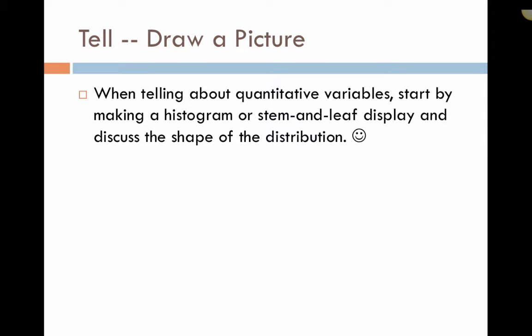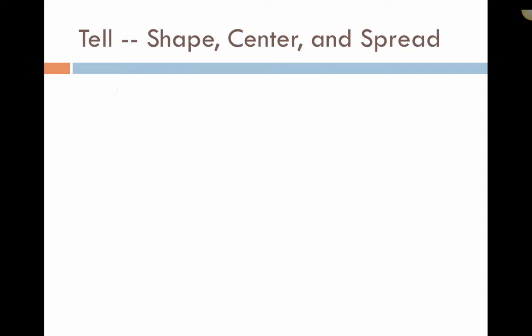We're going to continue talking about distribution. So when we're telling about the distribution of data, we always start with drawing a picture. That's the 3 rules of statistics: make a picture, make a picture, make a picture. Since we're using quantitative variables, we're going to start with a histogram or a stem and leaf plot. Then we go into discussing the shape of the distribution.